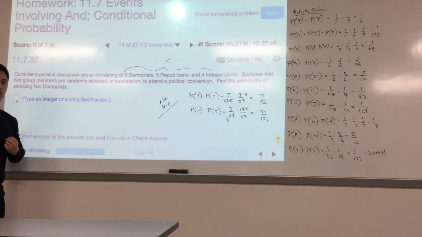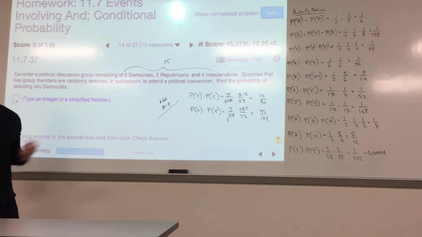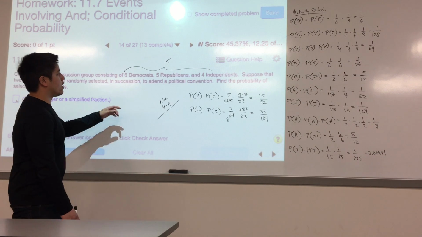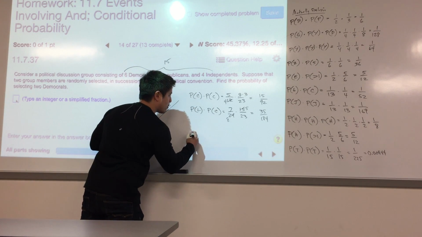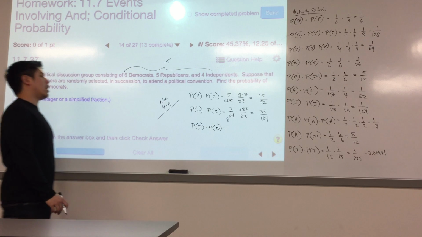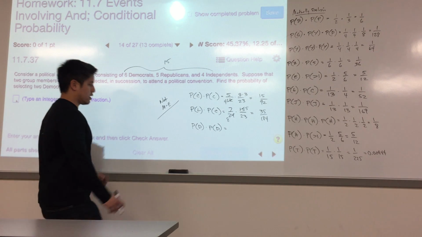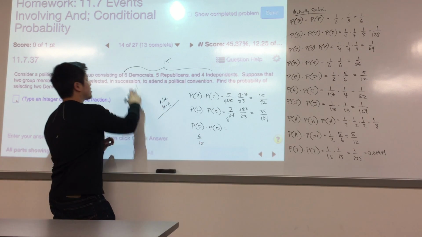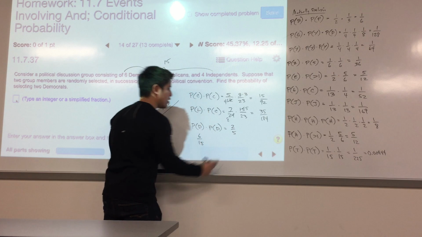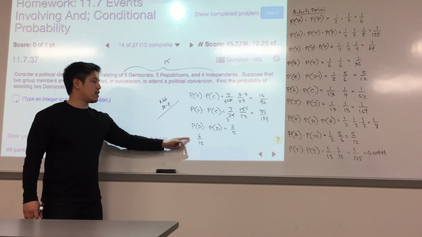If you select a group member, can you put the group member back in? No. You've already taken one out of the pool of politicians. You cannot put that one back. You've already assigned that person to something. Find the probability of selecting 2 Democrats. Basically we're going 2 Democrats in a row. What is the probability of getting a Democrat the first time? 6 Democrats out of 15, or if we reduce it by a factor of 3, 2 out of 5. 6 divided by 3 is 2, 15 divided by 3 is 5. That's how we get it.